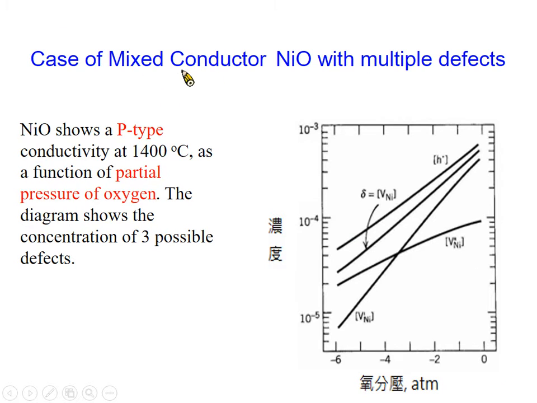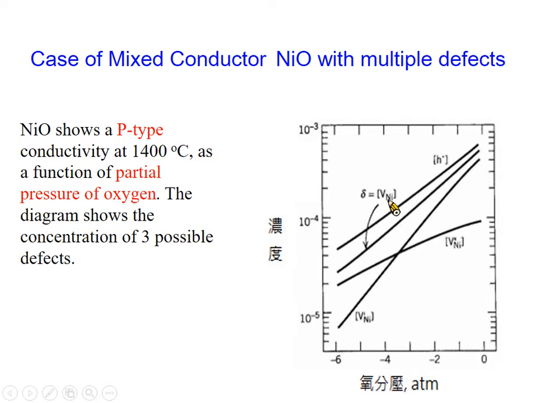This slide shows the mixed conductor that occurs in nickel oxide with multiple defects. Let me summarize it like this. The nickel oxide shows p-type conductivity. So at the reaction temperature of interest, holes will form in a higher concentration than the other defects.